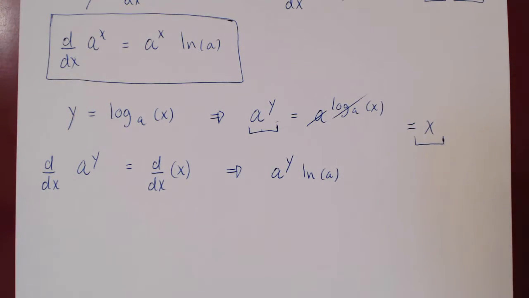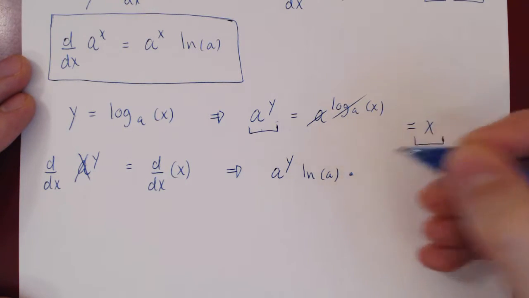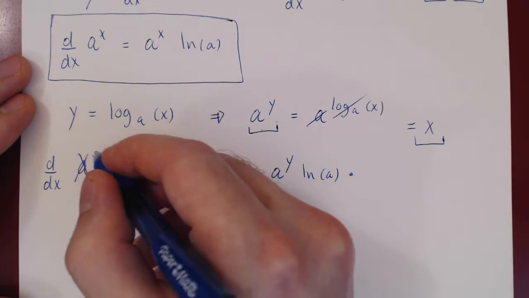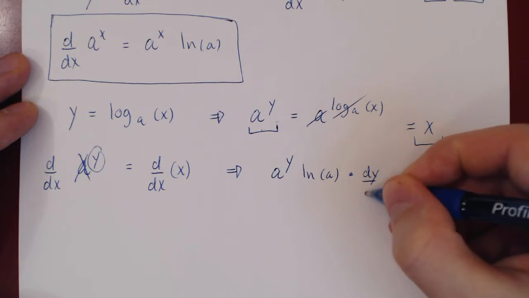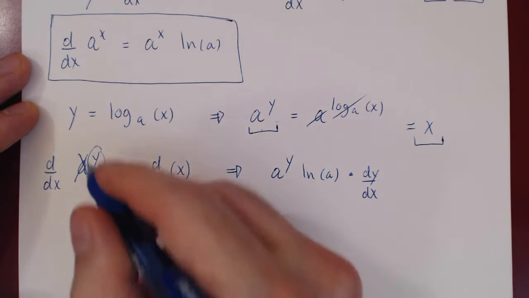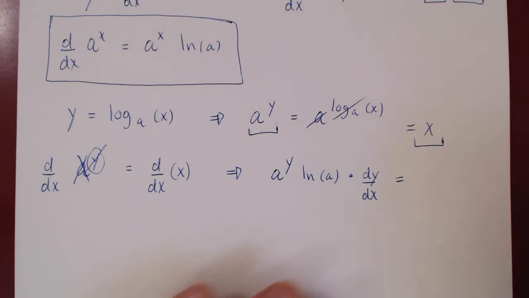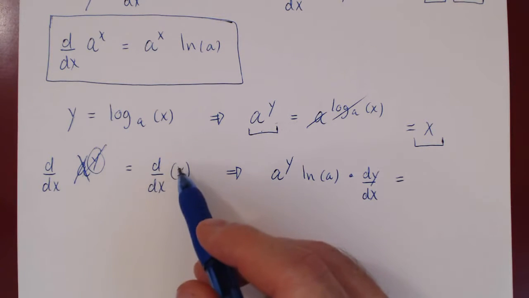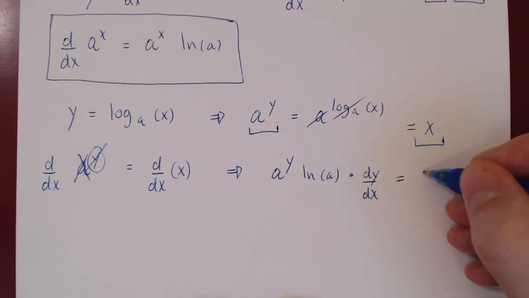But that's just the derivative of the outside function, the exponential. By the chain rule, we have to multiply what we have so far by the derivative of what's left over, which is y, and that is, of course, dy over dx. There's nothing left over, so that's the derivative of the left-hand side, equals, now this is quite simple, the derivative of the right-hand side, the derivative of x with respect to x is just 1.